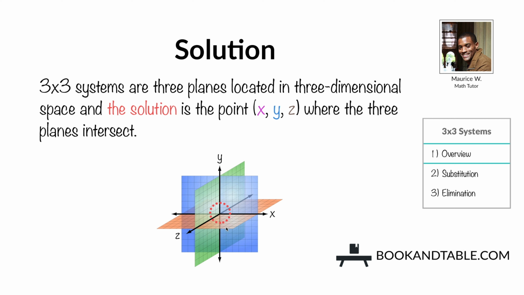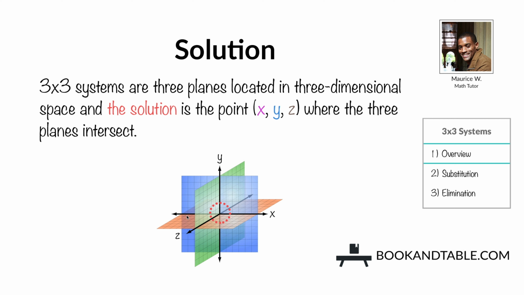So let's say we had one plane, this orange plane. We had a second plane, this green plane, vertically here. And then we have this blue plane perpendicular to the green one here. So we have three planes moving in three different directions in this space. And where all three planes intersect, that point right here, this would be the solution to this system. It is the only place where all three planes intersect.